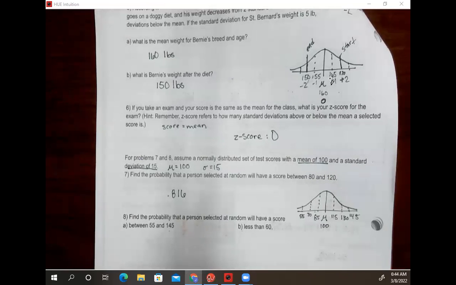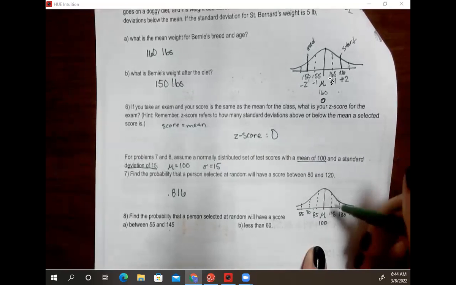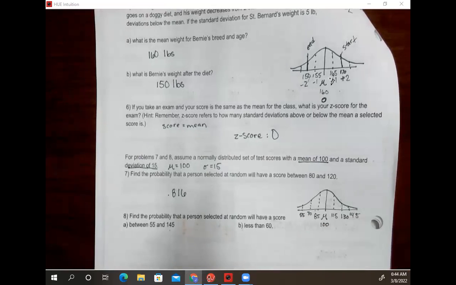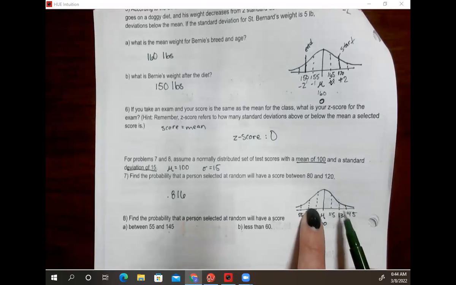Okay, it should make sense that this is more than 68 because I know this chunk is 34 and this chunk is 34. So together I get 68 there, but I'm outside of that. So it should be more than 68, less than if I went all the way to the second standard deviation.